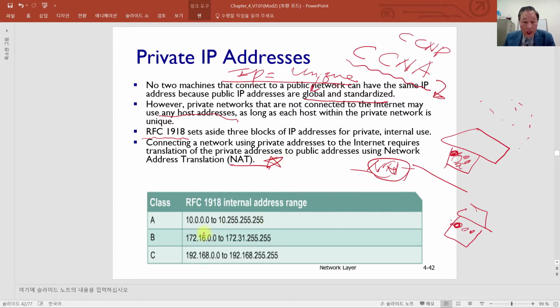Anyhow, here we are focusing on the private IP addresses. That address range is standardized like this. Among class A, class B, and class C, this range is reserved for the private IP addresses. Thus, I recommend you remember these, because we are using these IP addresses probably everywhere in the world.